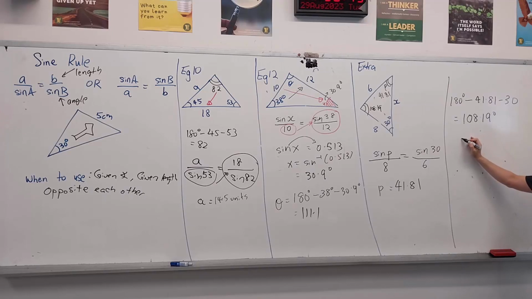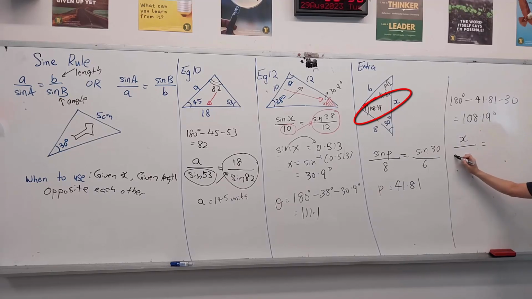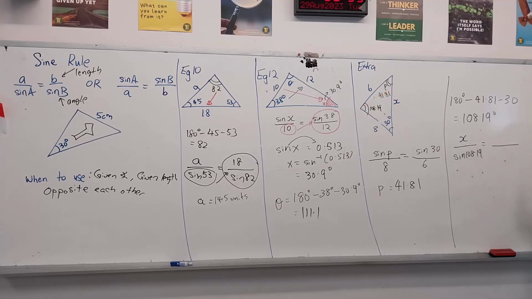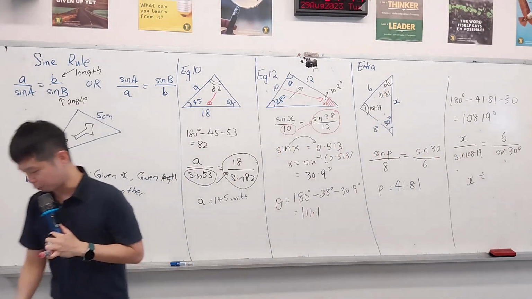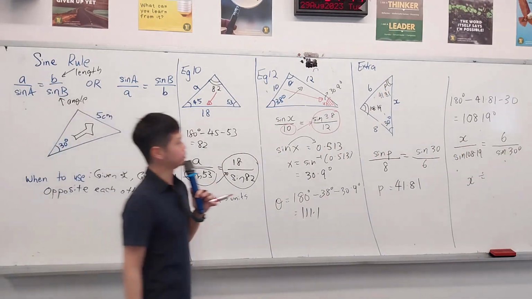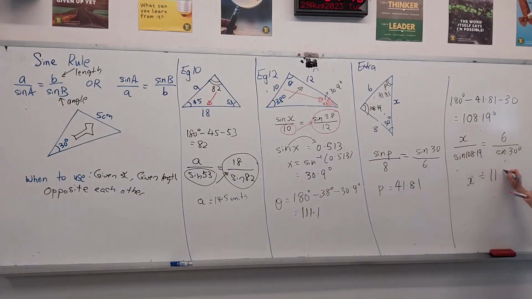So let's finish up. What do I put at the numerator? x over sine 108.19. One more pair. Please use the one that they are given. 6. Because the blue color one is given, I use the blue color one, over sine 30. All right, let's get the answer. Very simple, just cross multiply one time. You should get 11.4.